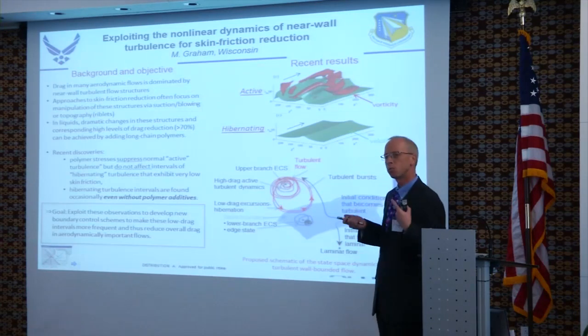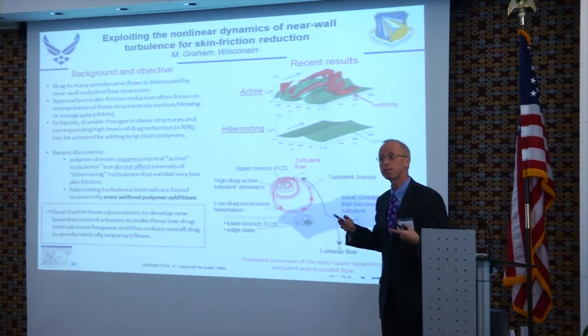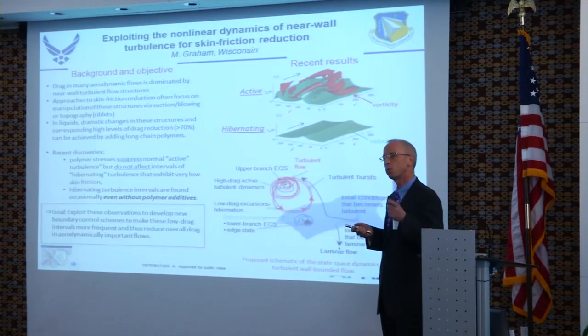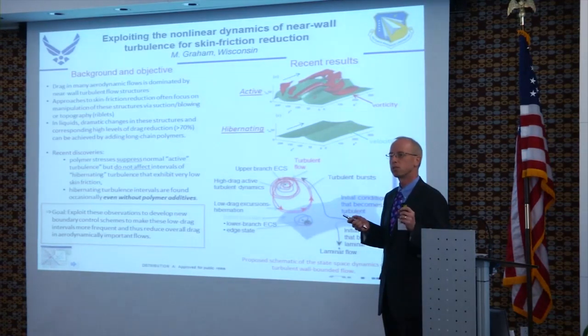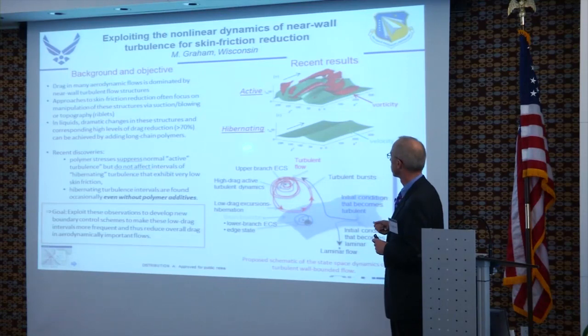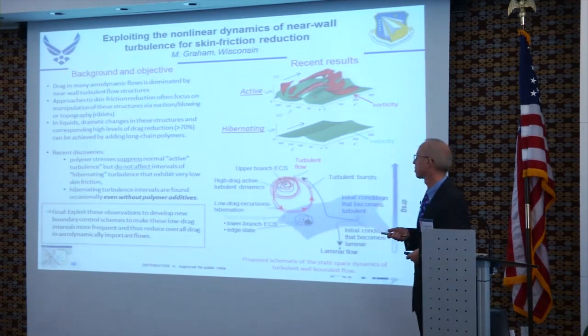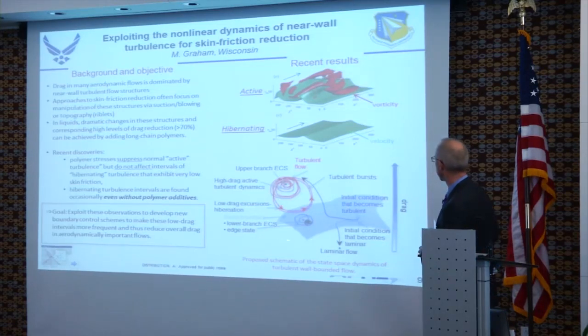But what he thought was, well, okay, this is revealing something about the fundamental behavior of turbulence and how it's creating drag. And so he's asked, well, can we figure out ways where we can create a longer winter in turbulence, where the active behavior is hibernating? And so notionally, he's got this sort of schematic.